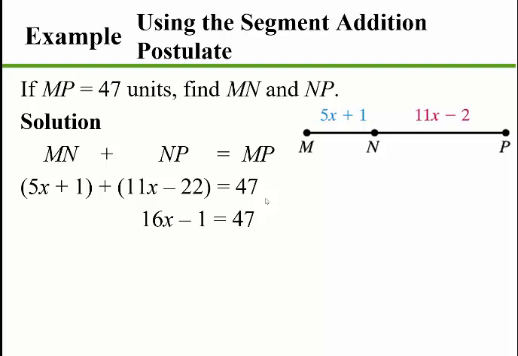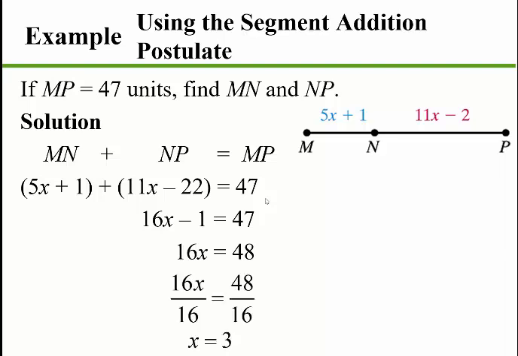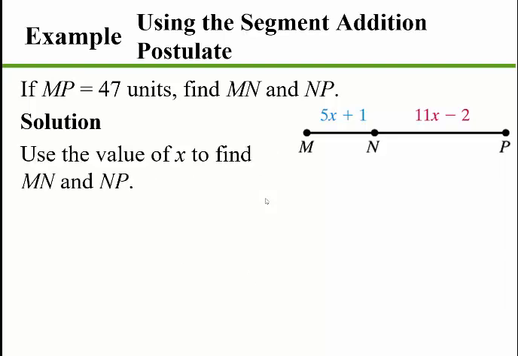Combine like terms, like 5x plus 11x is 16x. 1 minus 22 is equal to 47. So add the 22 over, 16x is equal to 48. Divide by 16, and you get x is equal to 3. Now that's not the end of the problem. What you have to do is then plug this back in, all right? Use that value of x to find what MN and NP are.